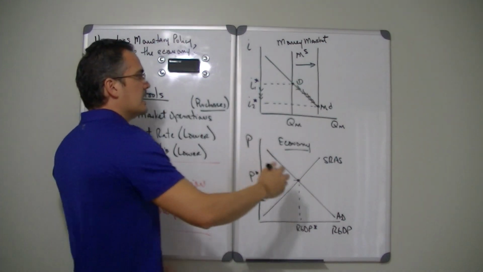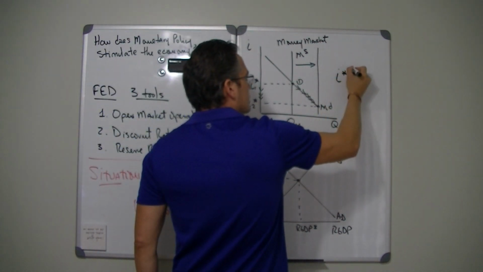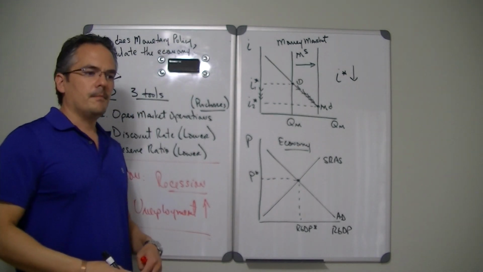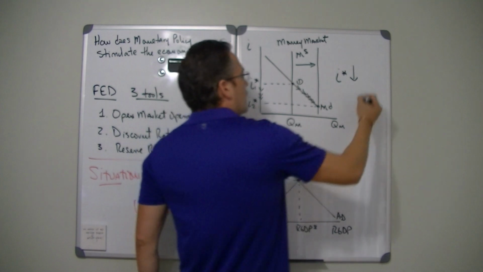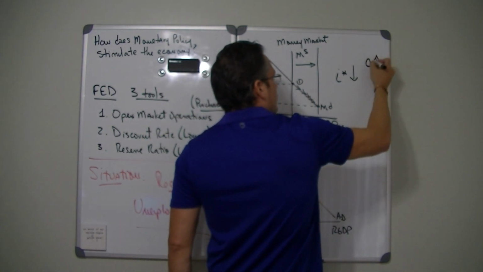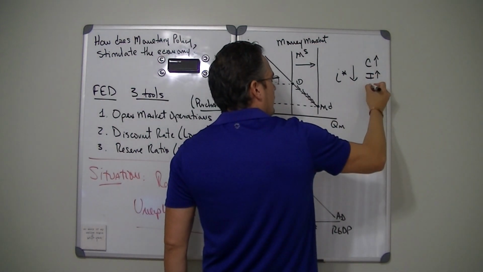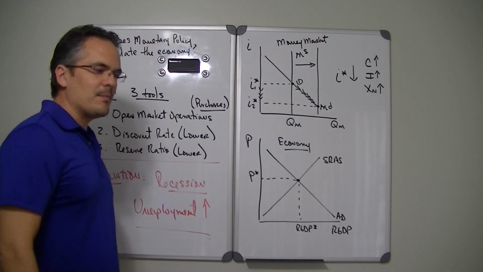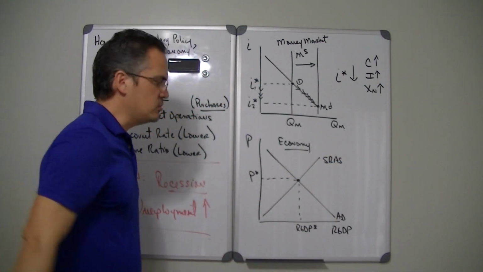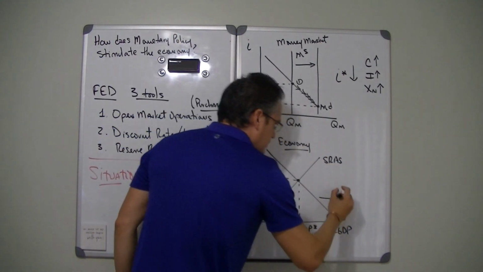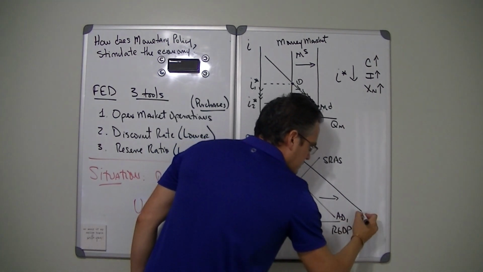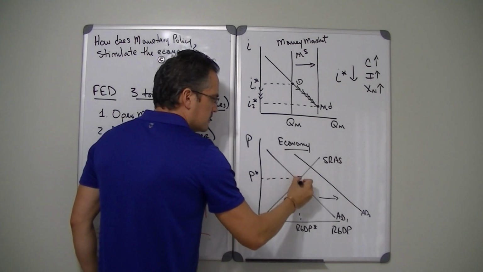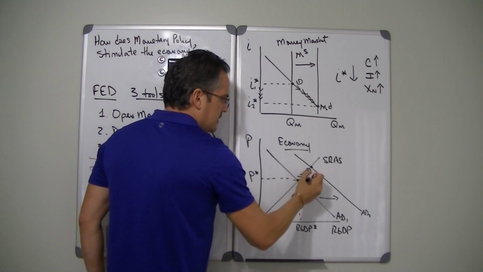As interest rates decline in the economy, it makes businesses and people more likely to borrow money. So you're going to see an increase in the level of consumption, an increase in the level of investment, and an increase in the level of net exports. As that happens, the aggregate demand tends to shift to the right. And as the aggregate demand shifts to the right, economic activity picks up.